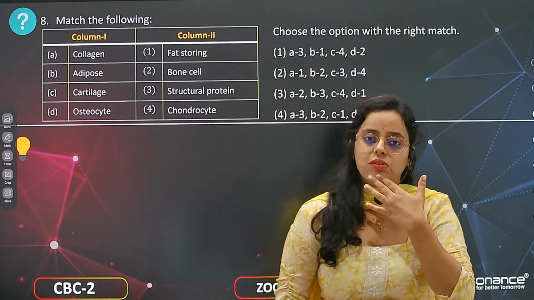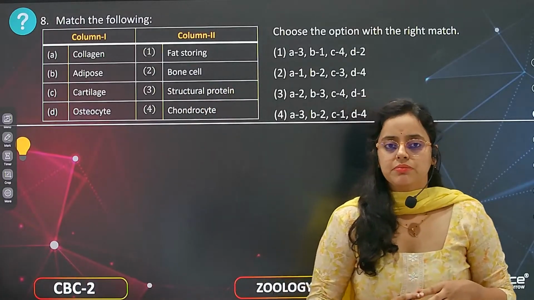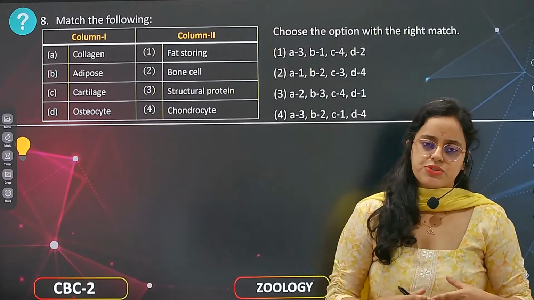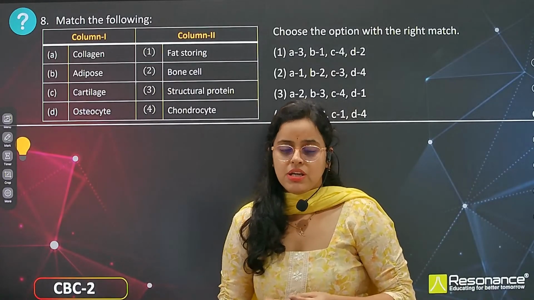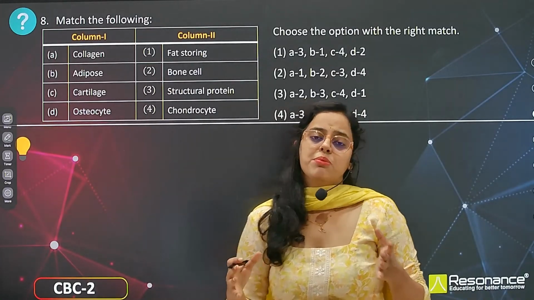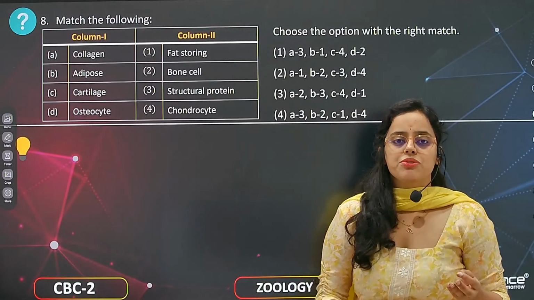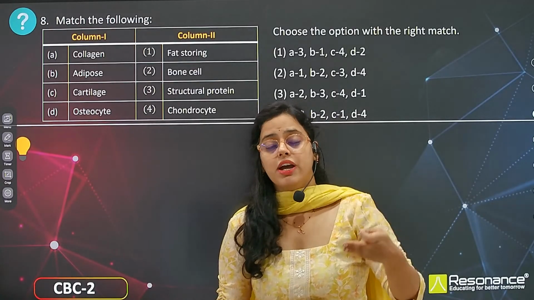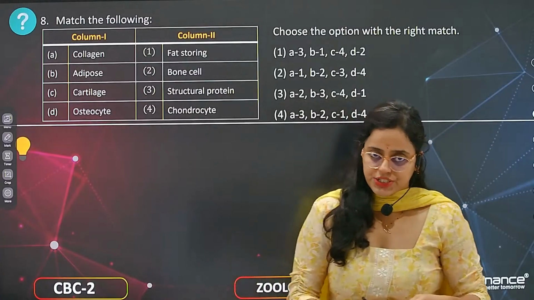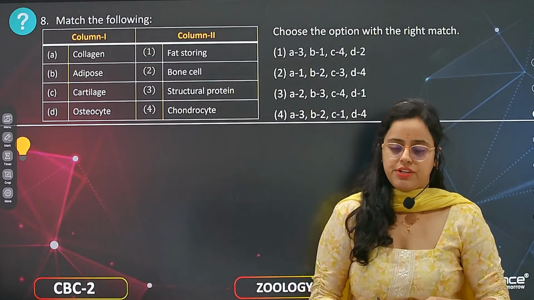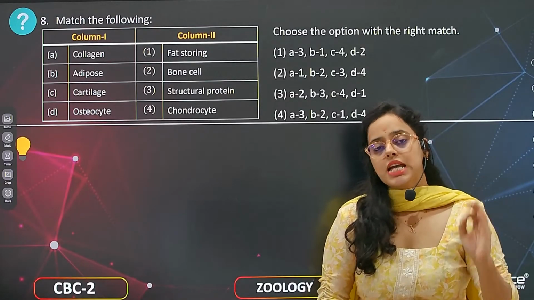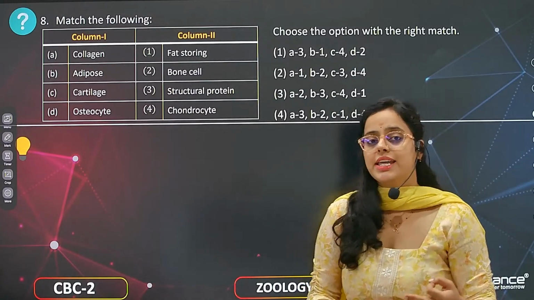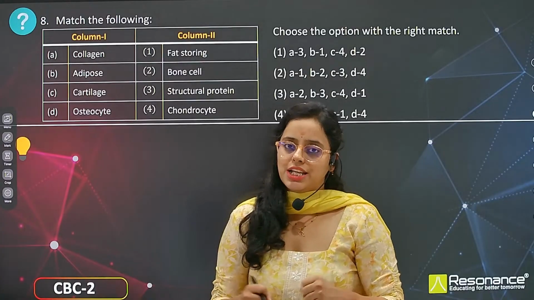Now the second match the following. Column 1 and column 2, read carefully. Column 1 consists of collagen, adipose, cartilage and osteocytes. What is the function of collagen? It is a structural protein, the most abundant protein in the animal kingdom. Adipose tissue consists of adipocytes, and its function is to store fat. Cartilage is a specialized connective tissue, right? It consists of cells like chondrocytes, which form the matrix, and it contains a protein like chondrin, which causes the cartilage to be flexible.